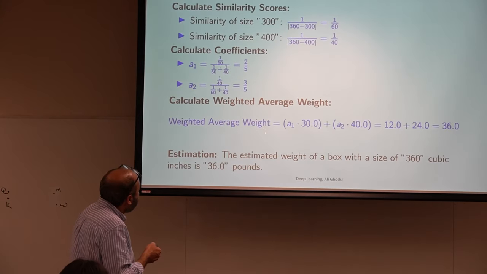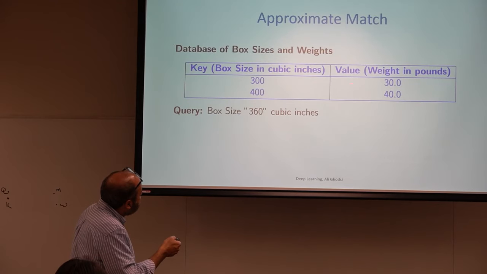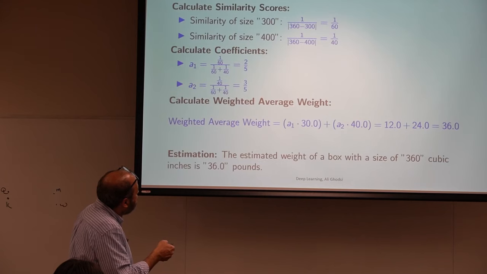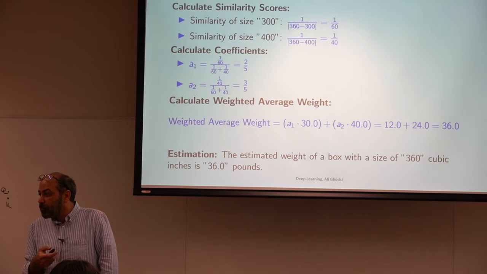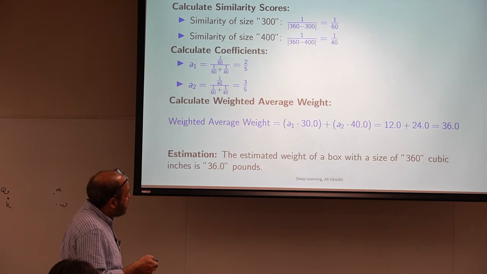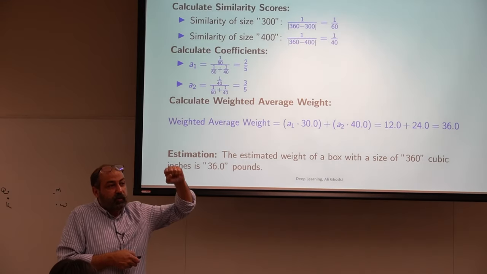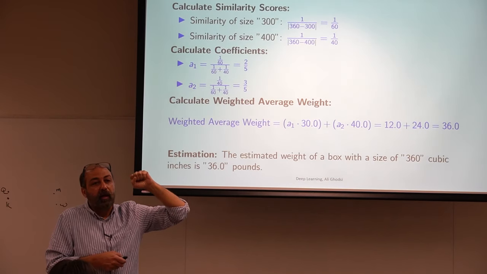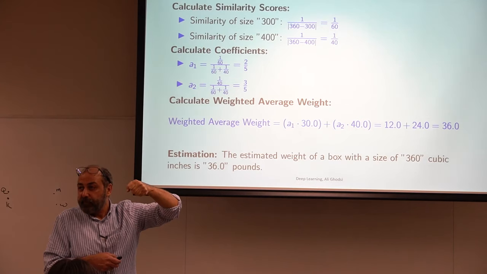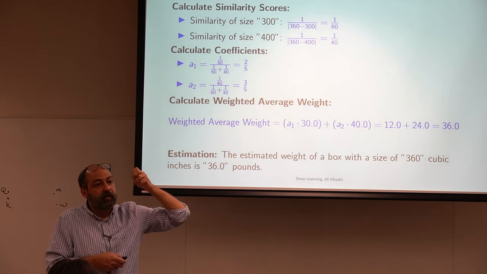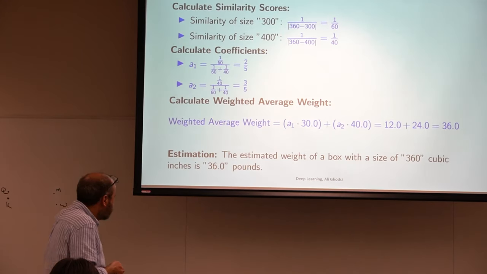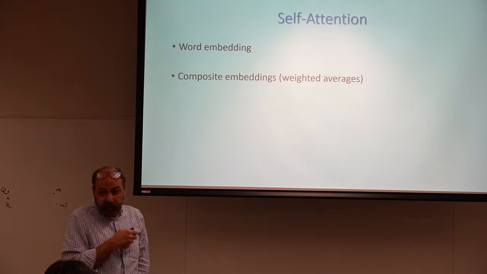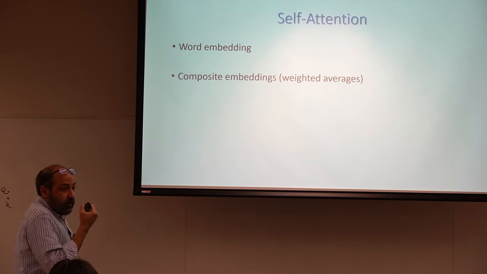And then I can compute the weighted average: 300 was corresponding to 30, 400 was corresponding to 40. Then I can compute the weighted average of these two based on A1 and A2 and come up with 36. So 36 was not in my table, but I approximated that the weight corresponding to this query would be 36. So I do a weighted average of values. Query comes, query does not exist in the table. I measure the similarity of the query with keys, compute some coefficients based on that, and compute the weighted average of values corresponding to those keys. Okay? This is exactly what we are doing in self-attention. But why are we doing this in self-attention?